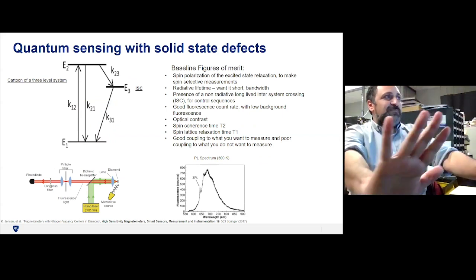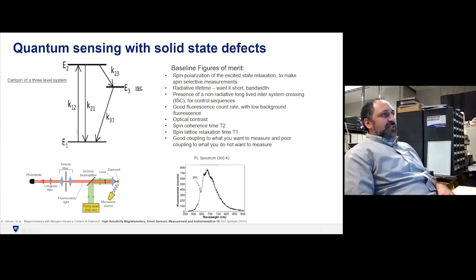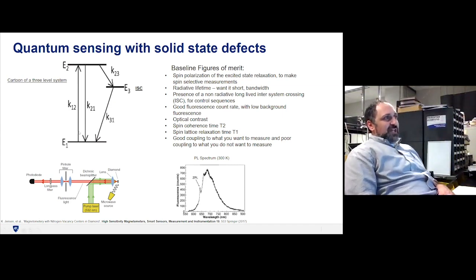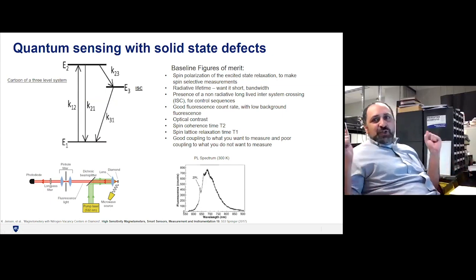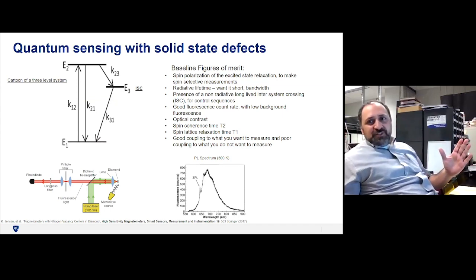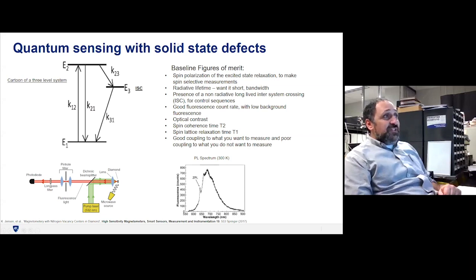So how does this work? I mentioned you excite it with light, and then it emits light. But you spin polarize this thing. How are we spin polarizing it? Well, diamond has over 500 color centers or optically active defects. Maybe 2 or 3 of them are interesting. And the reason is this thing called an intersystem crossing.